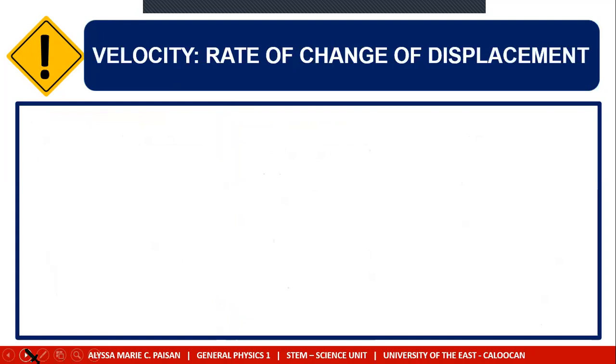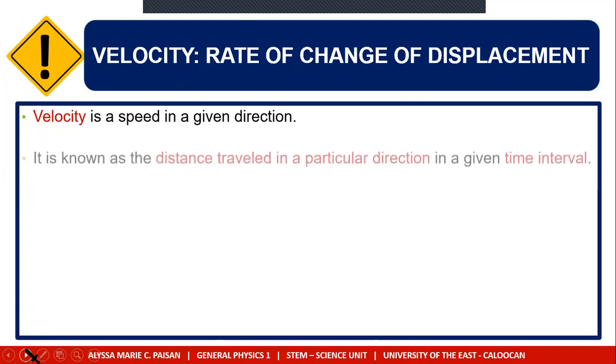Now let's proceed with velocity. By the way, speed is a scalar quantity. Remember that. Velocity, on the other hand, is the rate of change of displacement. Speed is together with distance, while velocity is together with displacement. Basically, velocity is just speed in a given direction. So again, the magnitude of velocity is considered as speed.